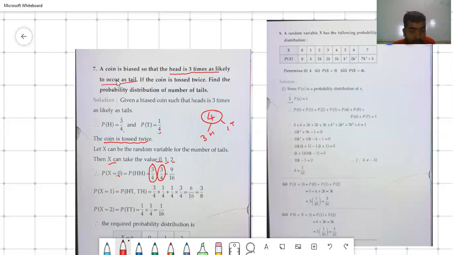For x equal to 1, one tail and the remaining head. So this is the probability of head and this is the probability of tail. Similarly, the first coin may show tail and the second coin will show head. Now the third one, the probability of x is equal to 2. That means both coins will show tail, so this is the probability of tail and this is also the probability of tail, 1 by 4 and 1 by 4. So now this is the probability of the number of tails when the two coins are tossed.